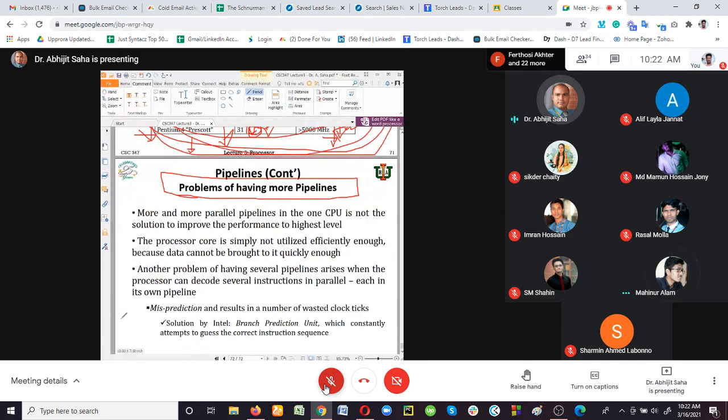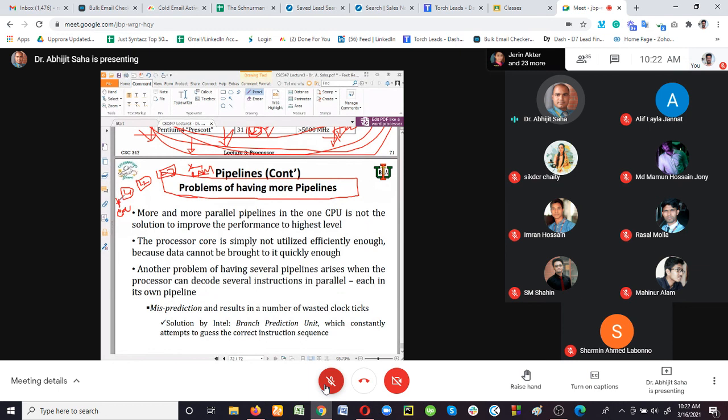Let me discuss it again. Listen carefully. You should understand that you have the L1 cache, the L2 cache, and the L3 cache. So why are you placing the cache? If this is your CPU and this is your RAM, then why do you actually have the levels of caches?